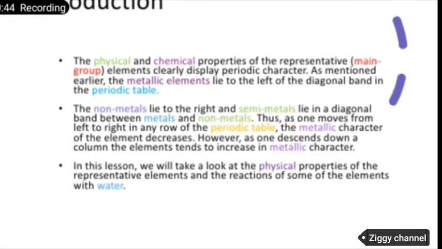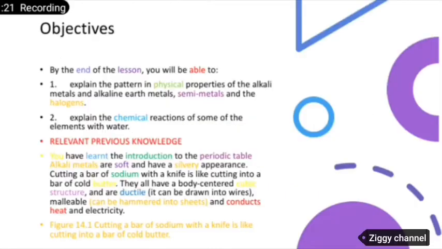In this lesson, we will take a look at the physical properties of the representative elements and the reactions of some of the elements with water. Objectives. By the end of the lesson, you will be able to: 1. Explain the pattern and physical properties of the alkali metals, alkaline earth metals, semi-metals and the halogens. 2. Explain the chemical reactions of some of the elements with water. Relevant previous knowledge: you have learnt the introduction to the periodic table.